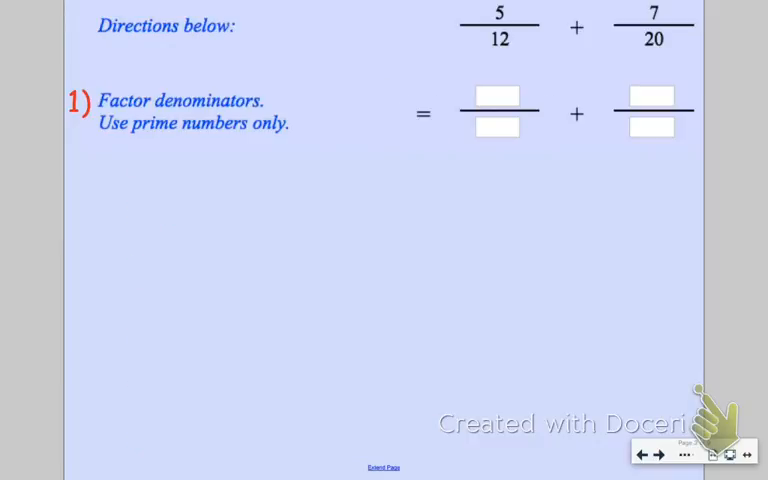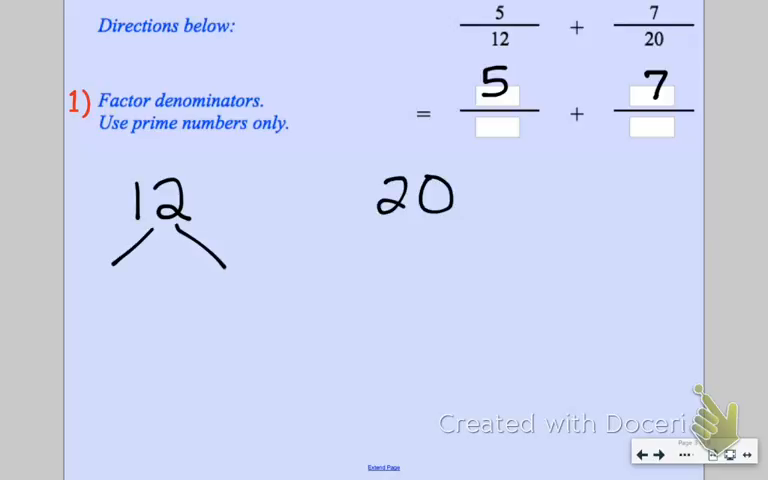So the first step is that I need to factor the denominators using prime numbers only. I'm going to go ahead and write in the numerators just because those aren't going to change for the purposes of what you need to enter in for your answer. But then I need to do the prime factorization of both of the denominators, which I have 12 on the left and 20 on the right.